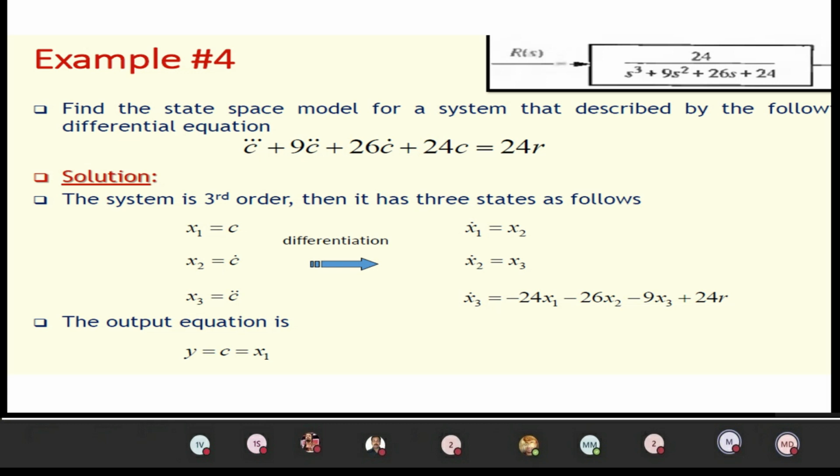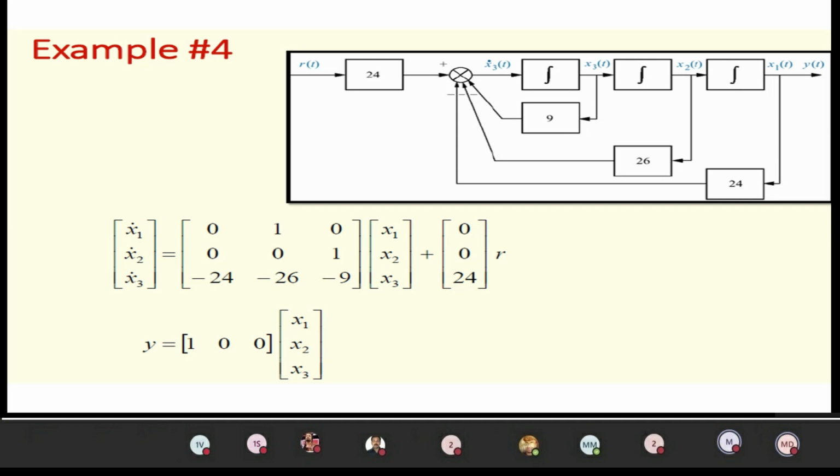Substitute that into the equation and you will get x3 dot is equal to minus 24 x1, minus 26 into x2, minus 9 into x3, plus 24 into r. That is the x3 dot. x2 dot is nothing but your x3, and x1 dot is nothing but your x2. From these equations you can easily obtain the state model. In the first equation you have only x2, therefore the remaining x1 and x3 are 0.